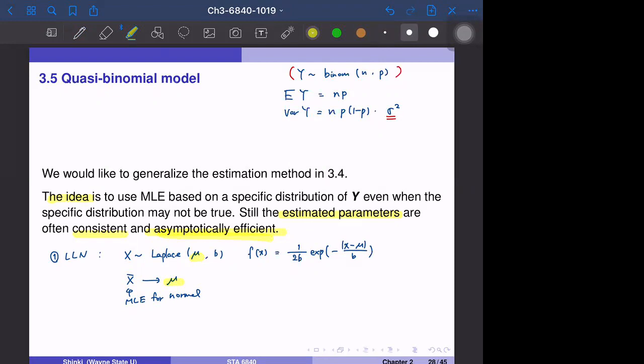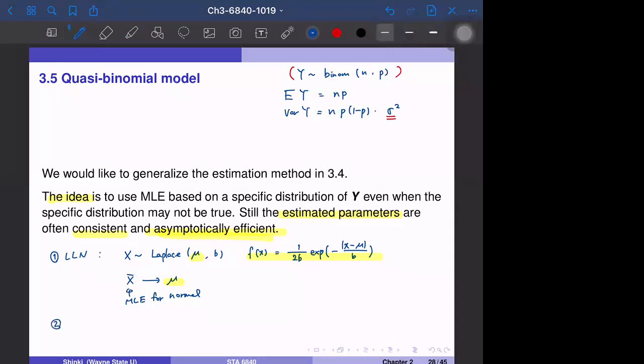So this is a kind of primitive example of quasi likelihood estimation. Even if x bar is not the MLE for this specific distribution (actually the MLE for the Laplace distribution is the median of x), it converges to mu anyway.